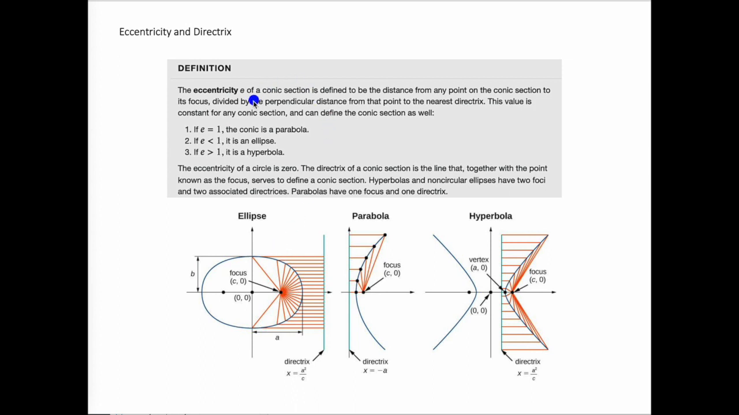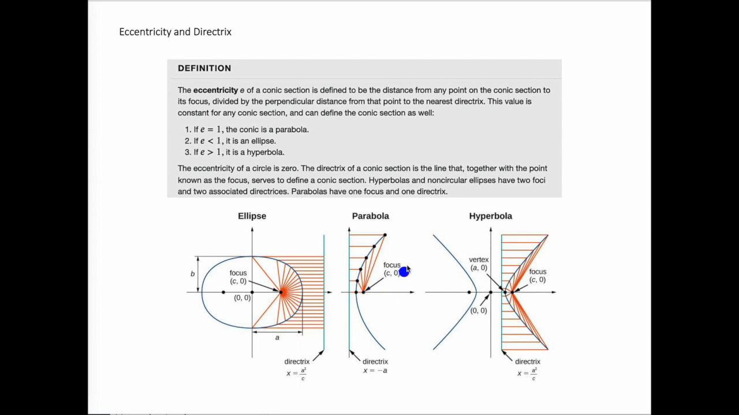Now, the way that E is calculated, you take two distances and you divide them and you get this ratio. The two distances are from a point to the focus. That's the first distance. And then you divide that by the distance from the point to the directrix, so the line that's perpendicular to the directrix. You're going to find that distance and you're going to divide.